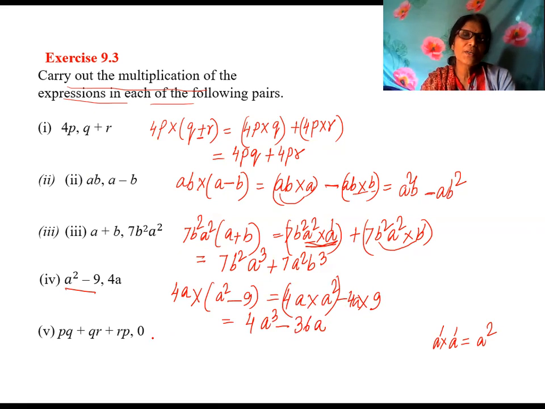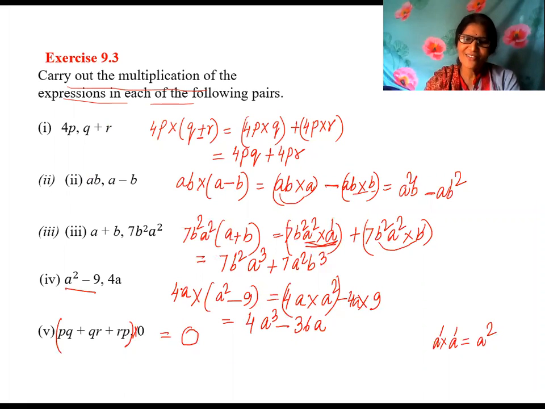And what is the fifth part? (pq plus qr plus rp) multiplied by 0. This gives you simply 0, because 0 multiplied by anything is 0.